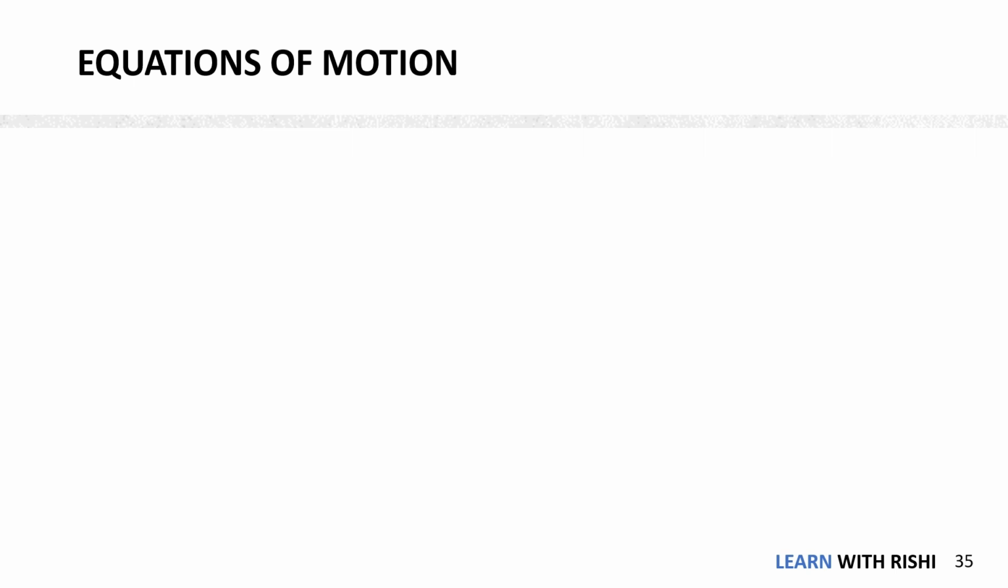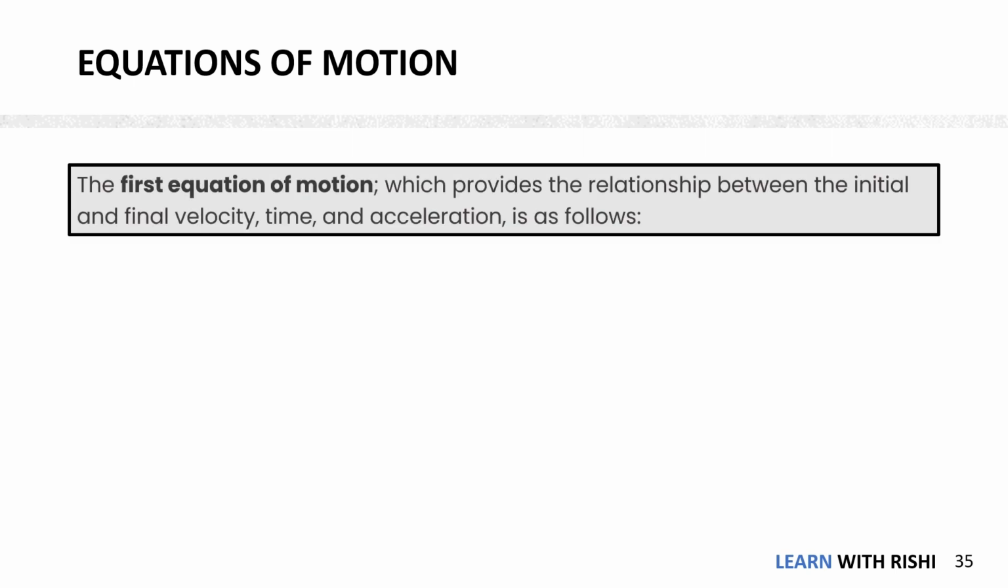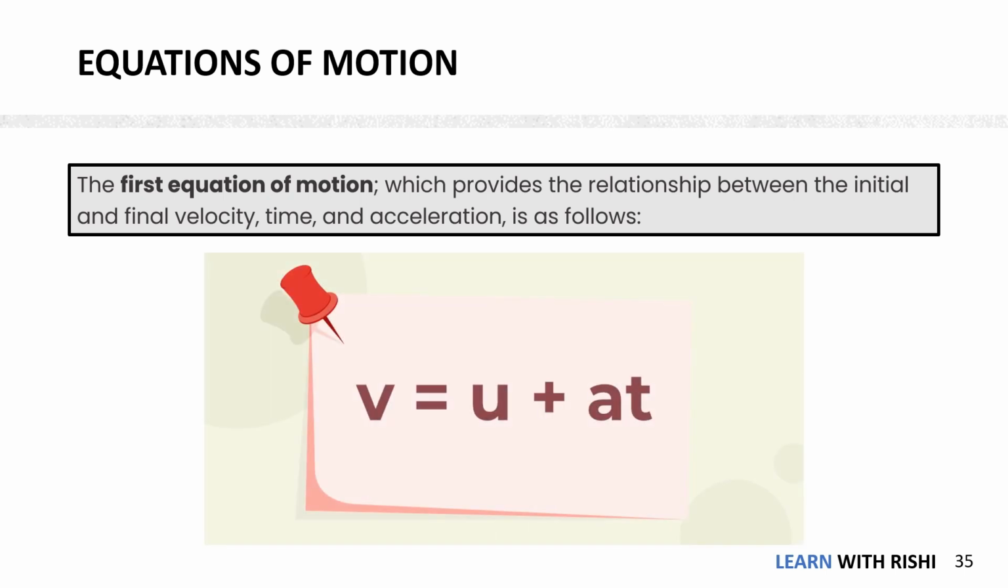Let us study first the first equation of motion. The first equation of motion provides us the relationship between initial and final velocity, time and acceleration. The equation is as follows: v is equal to u plus at, where v stands for final velocity, u stands for initial velocity, a stands for acceleration and t stands for time.